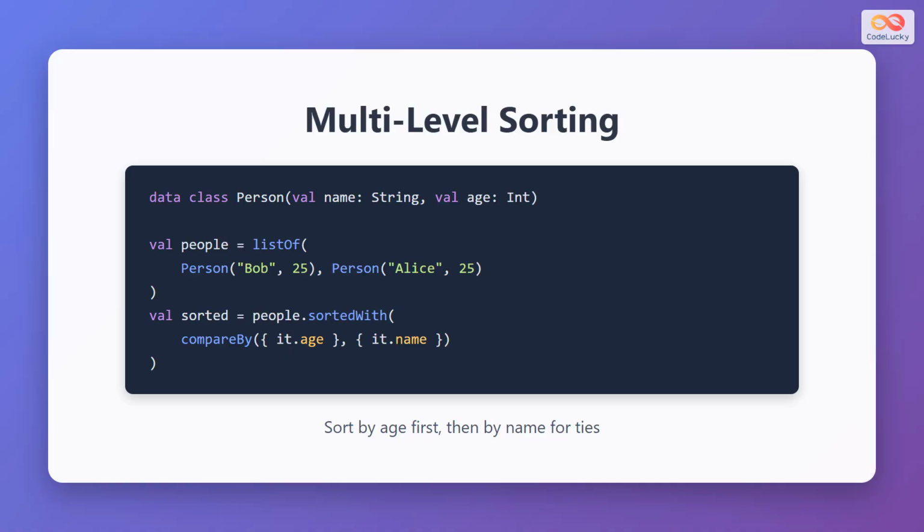One of the most powerful features of sortedWith is multi-level sorting. Using compareBy, you can specify multiple properties to sort by. The sorting happens in the order you specify them. Looking at our person example again, suppose Bob and Alice are both 25 years old. We can sort first by age and then by name for people with the same age. We pass 2 lambdas to compareBy. The first selects age and the second selects name. This ensures that when ages are equal, the names determine the final order. So Alice comes before Bob because the names are sorted alphabetically when the ages match.